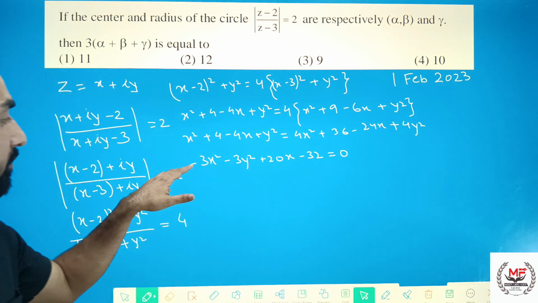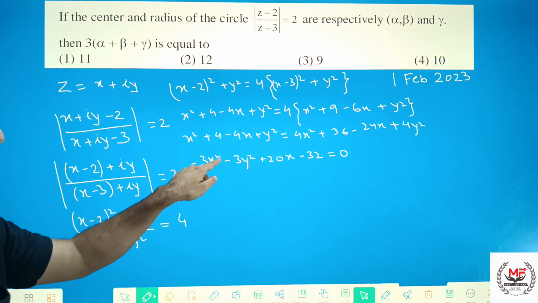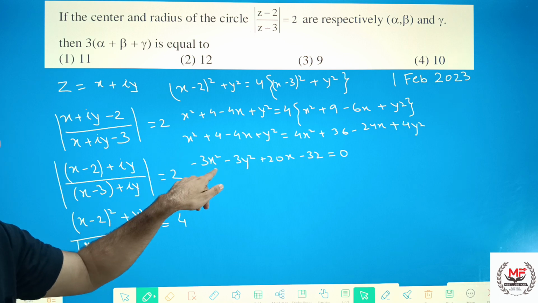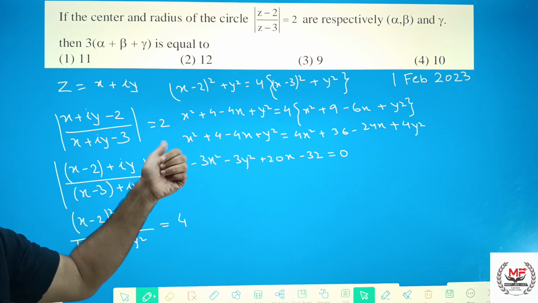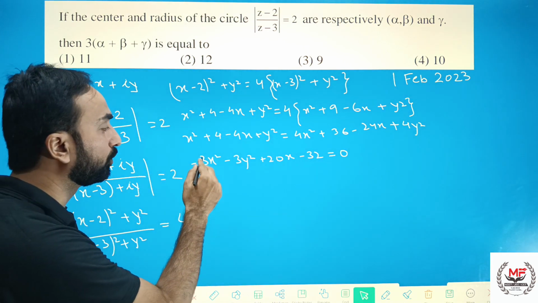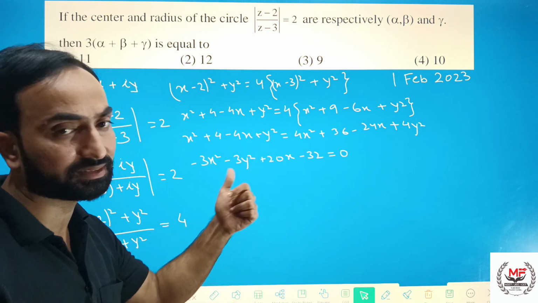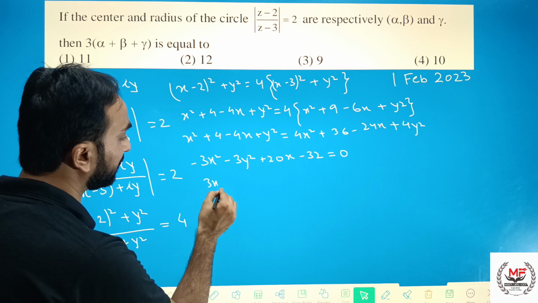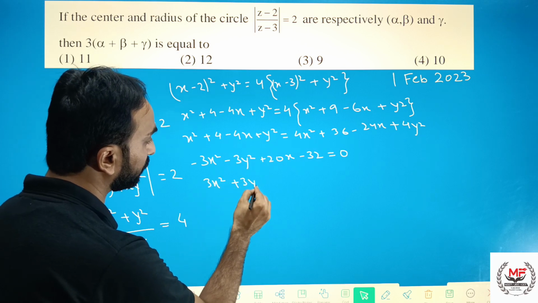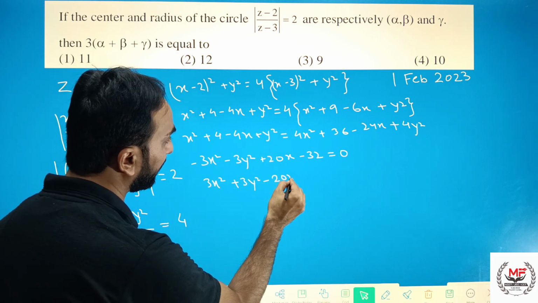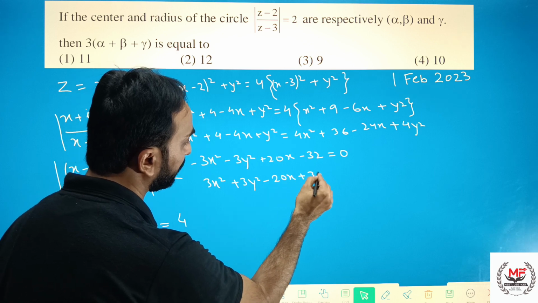Now we can see that we have an equation with x square minus. So we have to remove the minus term from here. What I will do is multiply it with a negative sign so that every term will change its sign. After changing its sign, it will become 3x square plus 3y square, this will become minus 20x, and this will become plus 32, right?